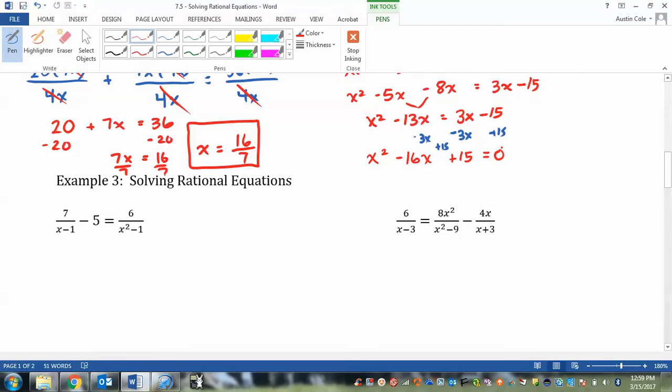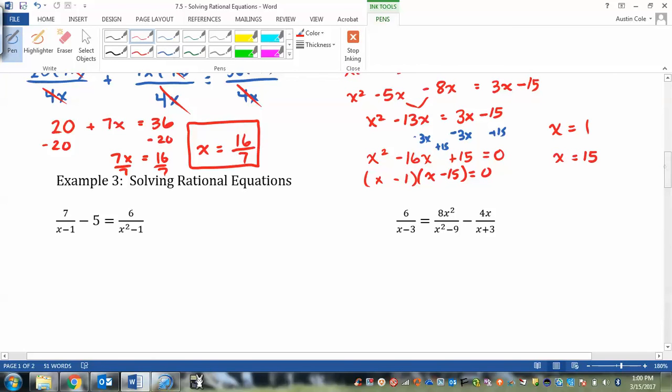We need a mini marf. Is this marfable? Factors of 15 that add up to negative 16. Oh, -1, -15. Guys, I'll just let you know, if this doesn't factor, what should we do? Quadratic formula. Absolutely. But it does. So we get x minus 1 and x minus 15 equals 0. So then my two x values are going to be 1 and positive 15.